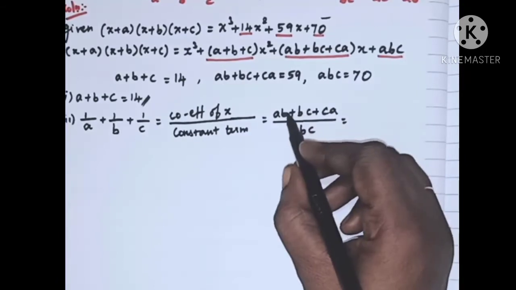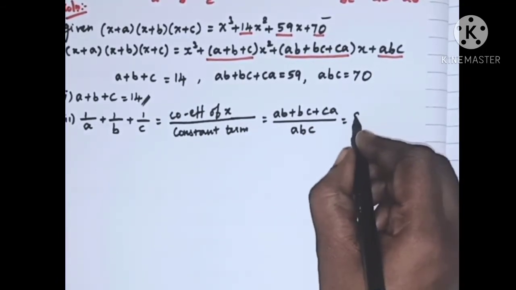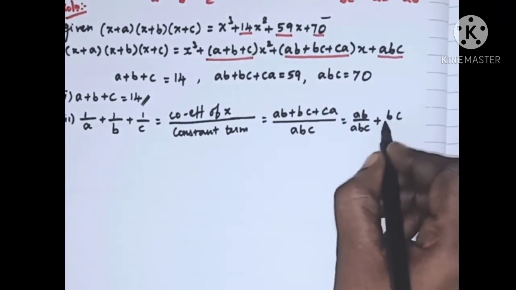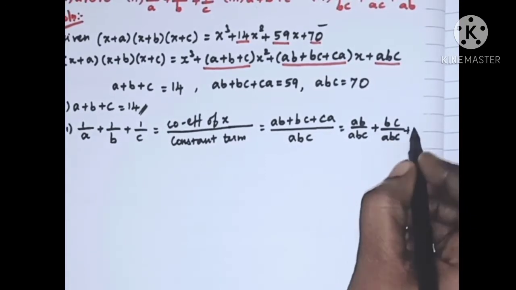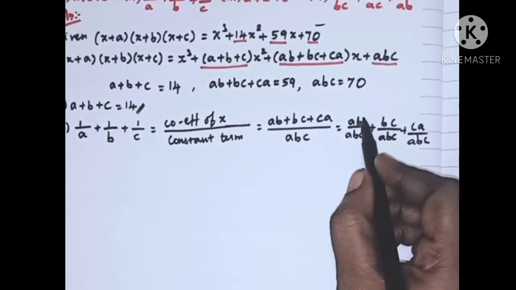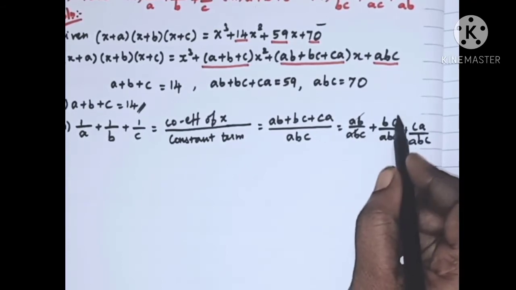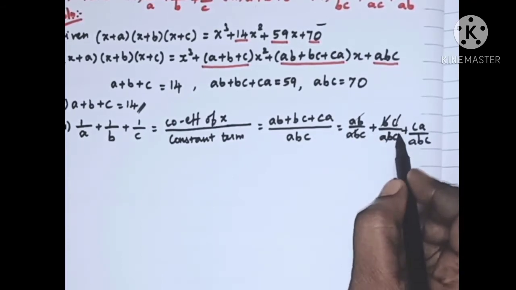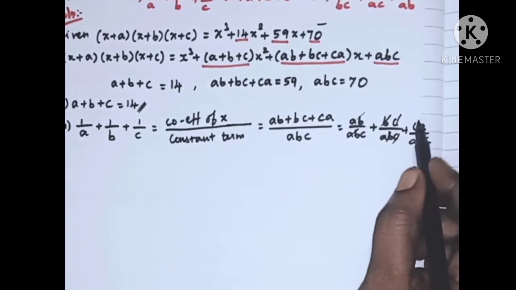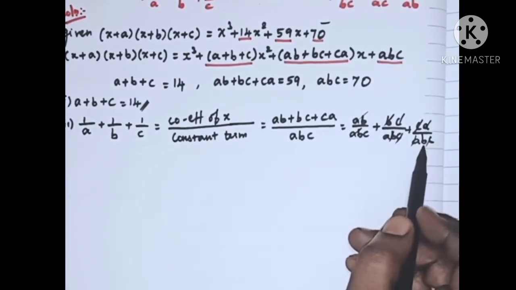So now we will write ab by abc, separating these three terms. We will write ab by abc plus bc by abc plus ca by abc. So by cancelling the first two terms ab, we get 1 by c, plus here b and c cancel, we get 1 by a, and here c and a cancel, so we will get 1 by b alone here.